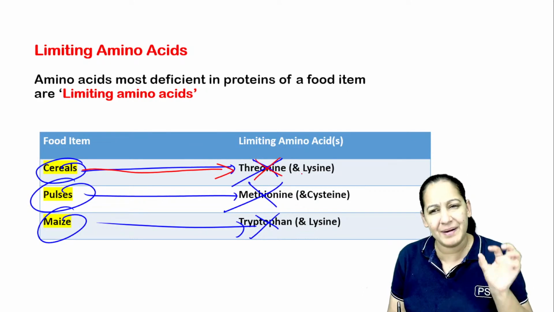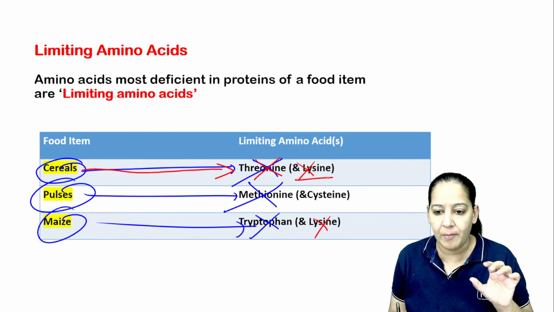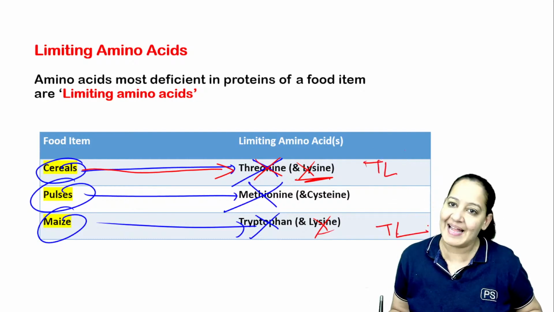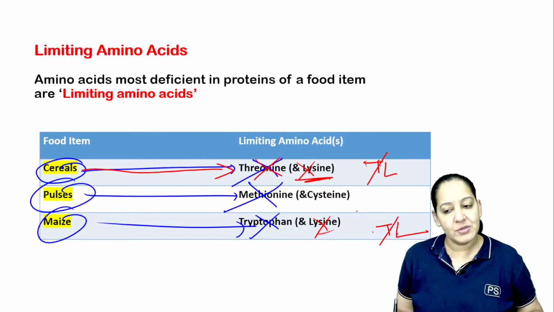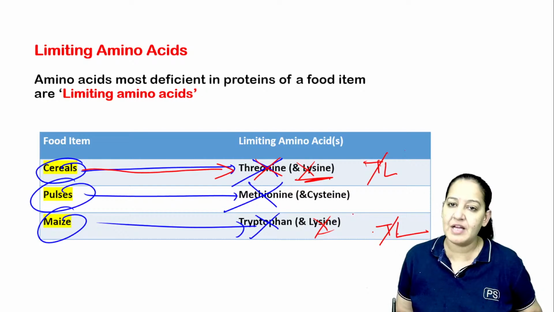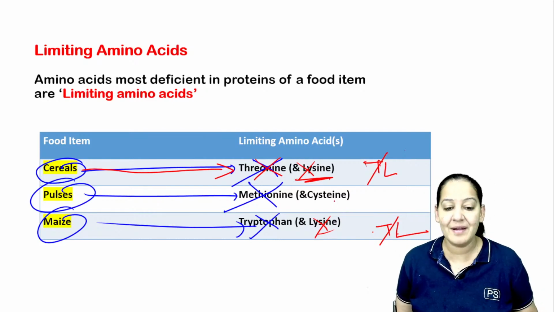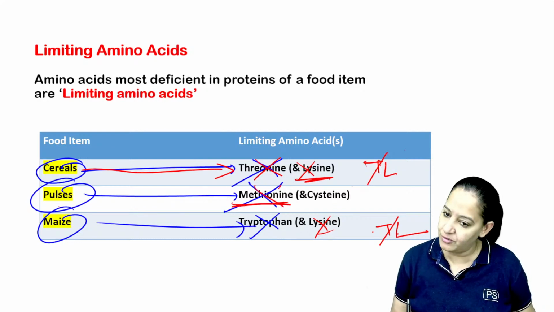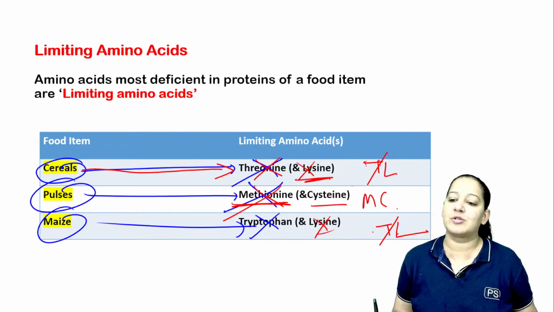So one or more you have to learn. Mainly threonine is absent, but a little bit of lysine is also absent. So lysine is common. You know, here also TL, here also TL. But T is different. L is lysine. T is threonine, here T is tryptophan in maize. So in cereals and maize, in both of them, lysine is also missing. Okay, but T for cereals is threonine and T for maize is tryptophan. And in pulses, methionine is absent, we all know. But along with methionine, cysteine is also absent. So please learn. Howsoever you can learn, please learn.